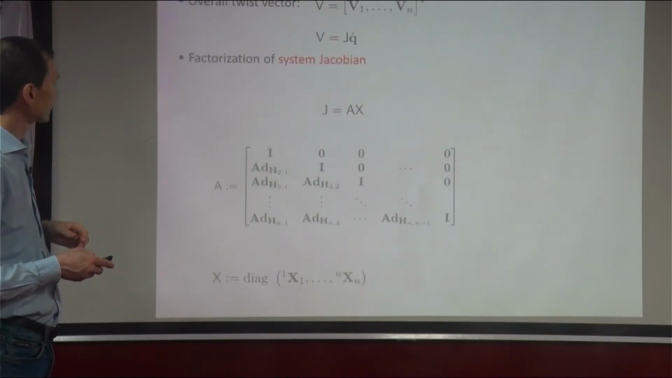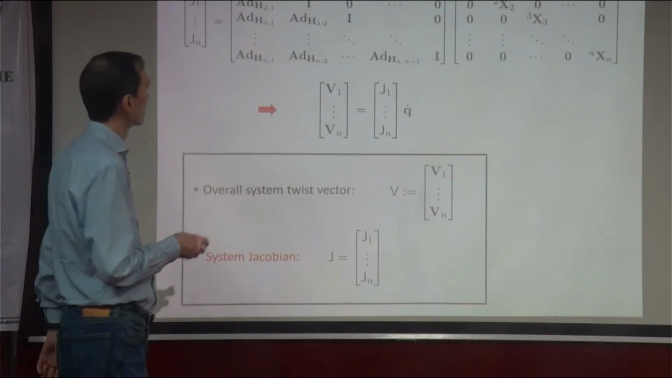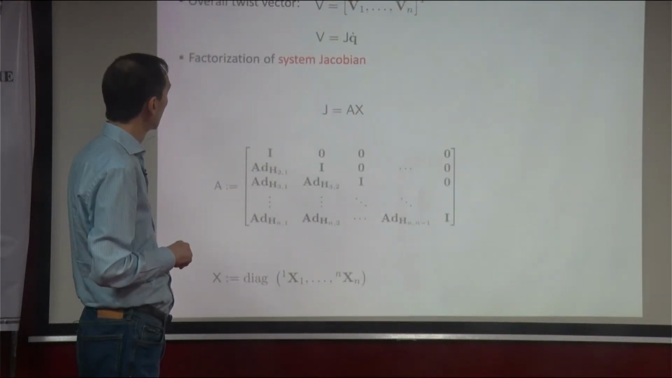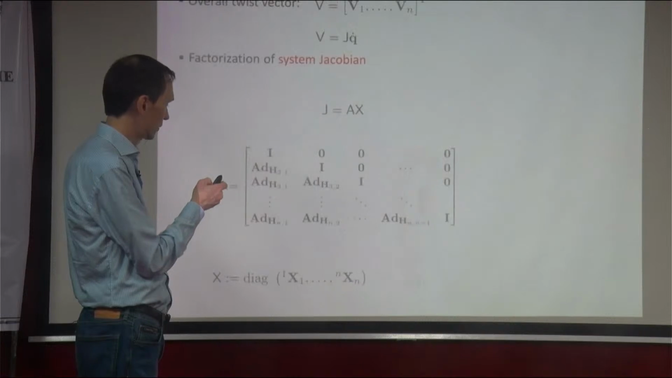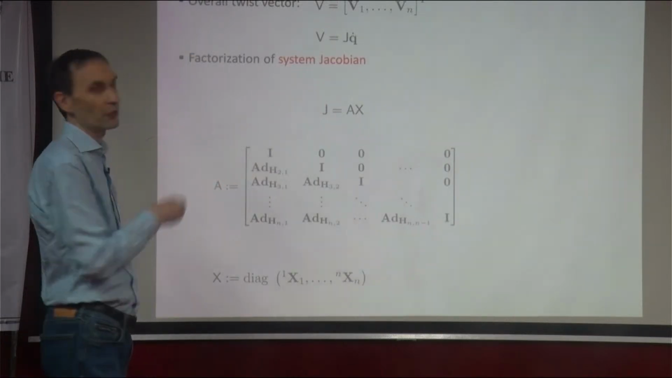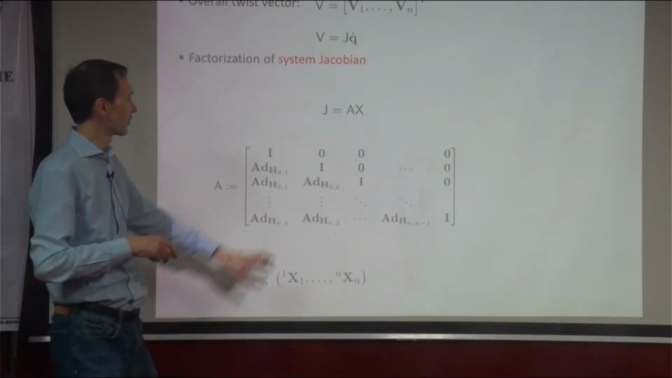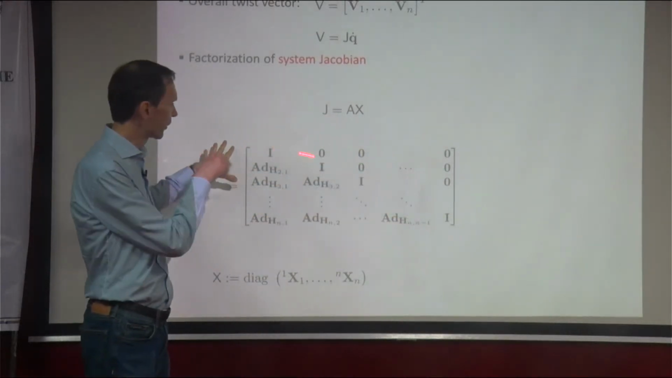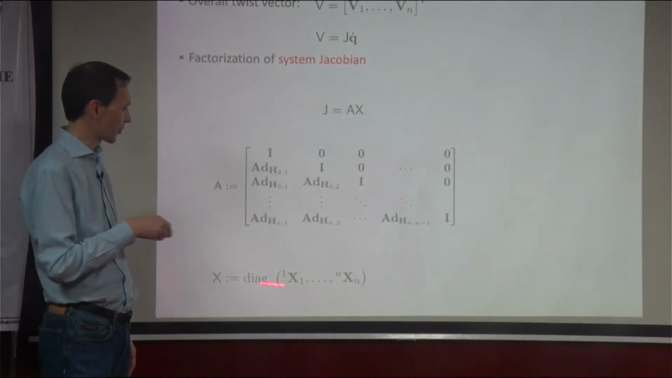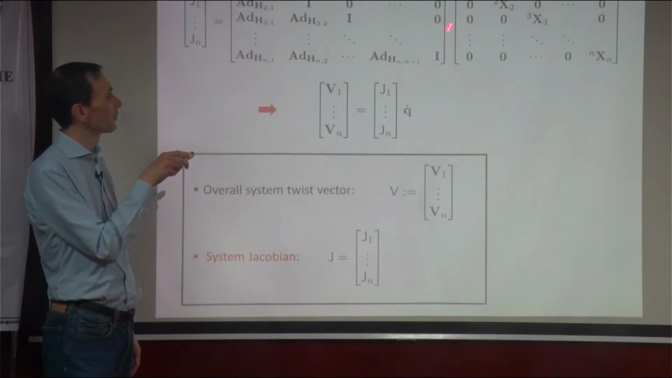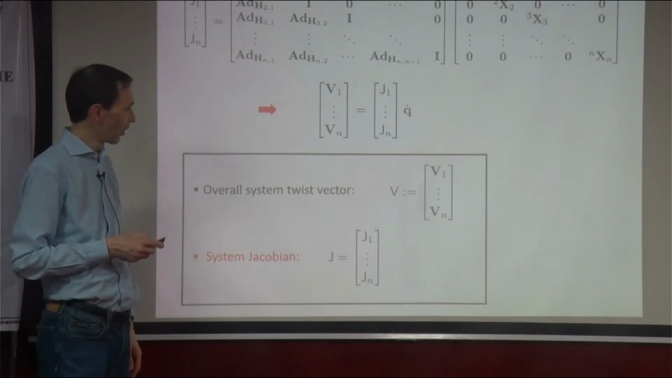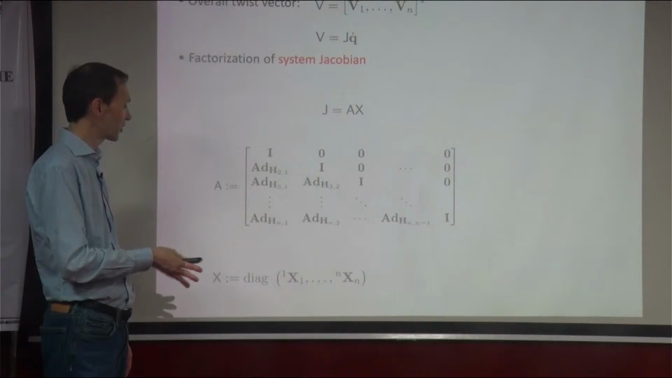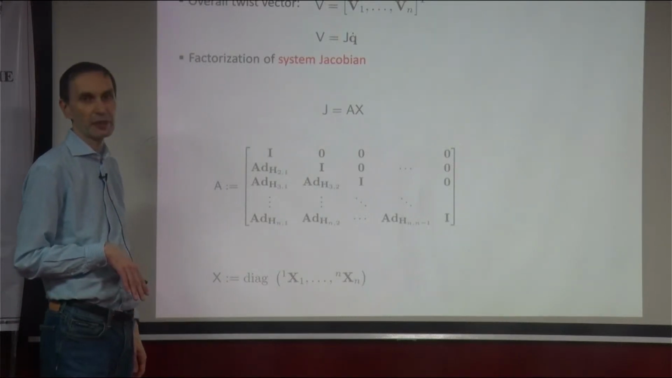As I was saying, this splitting gives you two matrices that in the end make the Jacobian. It's a factorization of the system Jacobian, right? So now your Jacobian is A times X, where A is this adjoint triangular transformation matrix, and X is just the diagonal matrix that I had shown here. So essentially, you have everything you need on hand to actually implement the velocity kinematics.